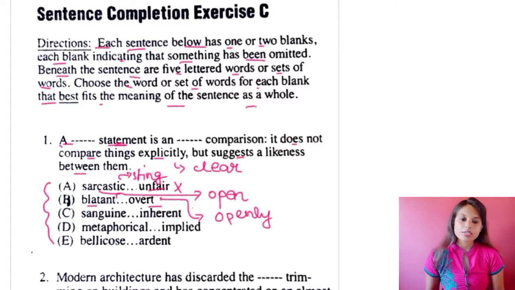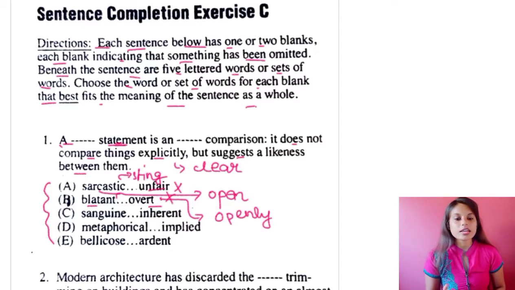If I put this option, a blatant statement, that is an open or an undisguised statement, is an overt comparison, is an open comparison. No, we cannot say this. Both the words have the same meaning. So what's the point of putting two words of similar meaning in the sentence given? So I'm putting a cross over here. This will also not go.